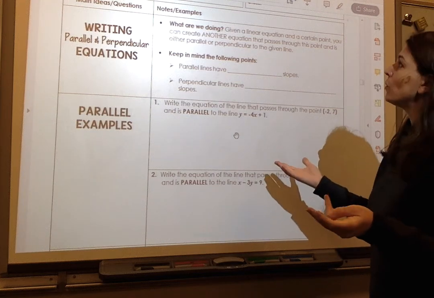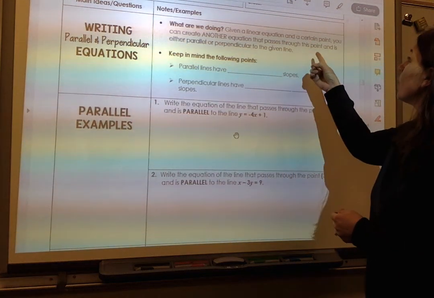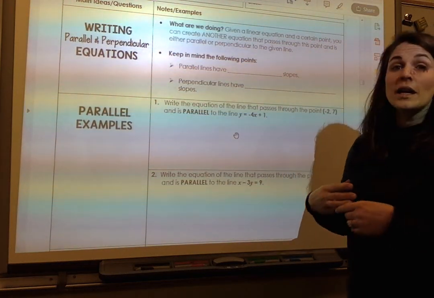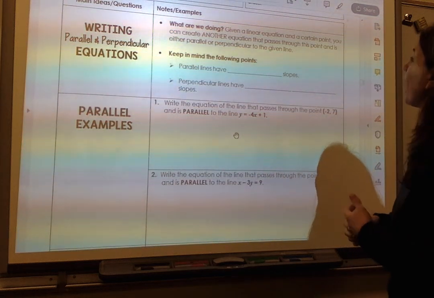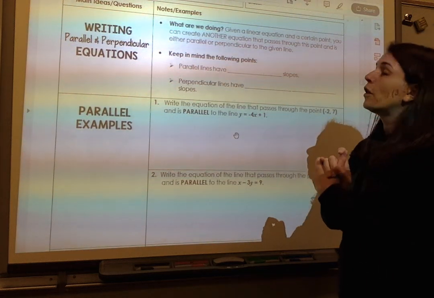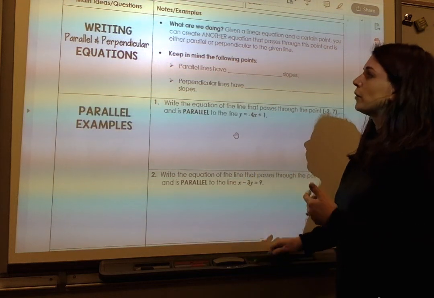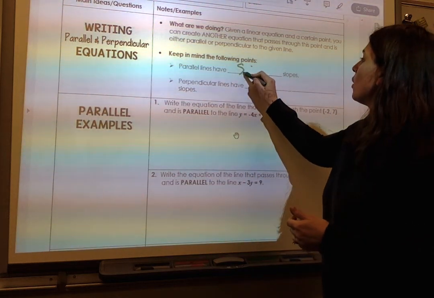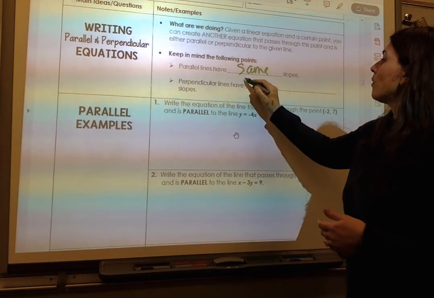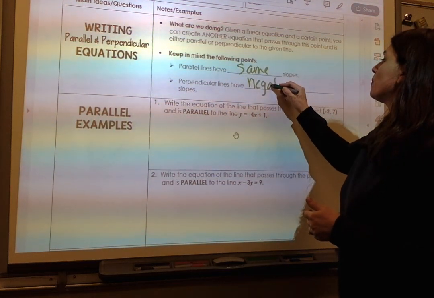So what are we going to be doing? Well, given a linear equation and a certain point, you can create another equation that passes through this point and is either parallel or perpendicular to the given line. So keep in mind these following points. Parallel lines have the same slope. Perpendicular lines have negative reciprocal slopes.